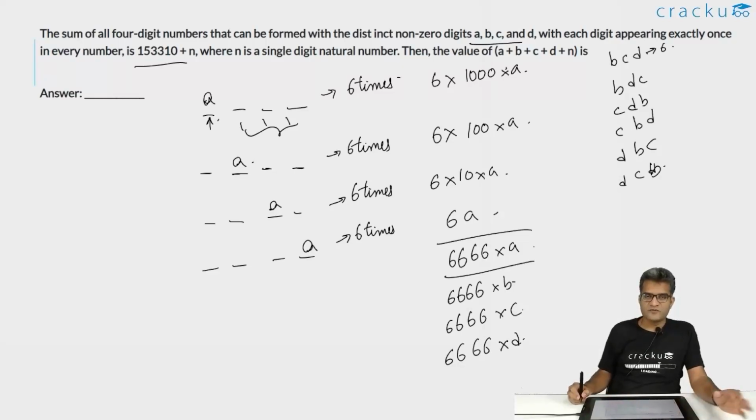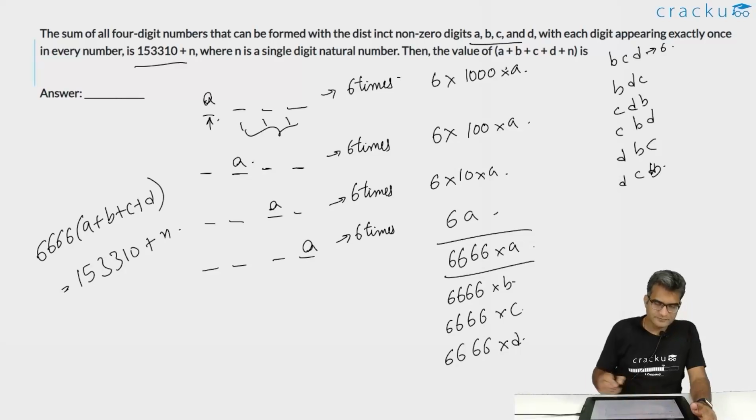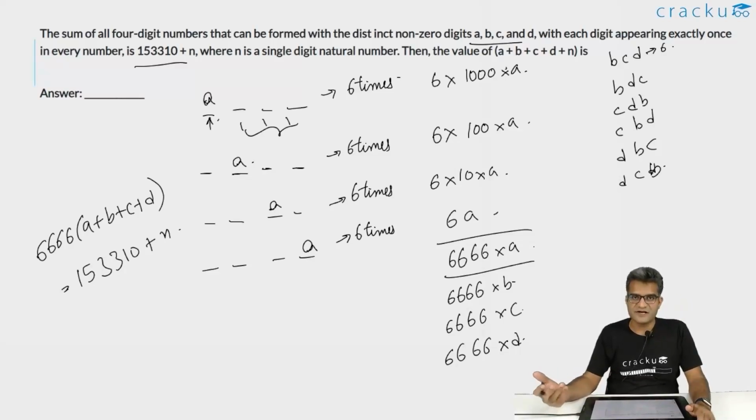And the total that is contributed by D is 6666 into D. So the total sum of all the 4-digit numbers is 6666 into A plus B plus C plus D. This we are told is 1,53,310 plus N. Now we have to figure out what is the value of N.